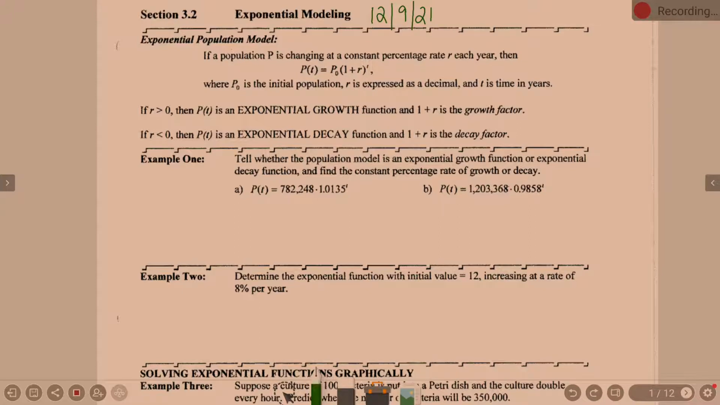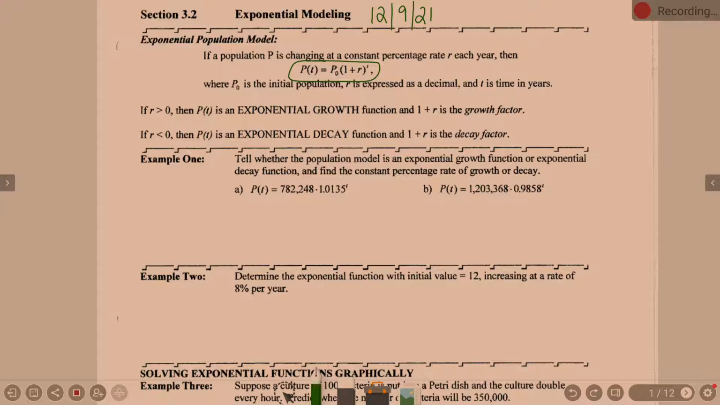So, exponential population model. If a population P is changing at a constant percentage rate R each year, then this formula applies. So this is going to be kind of our main formula today. P of T equals P naught times 1 plus R raised to the power of T.